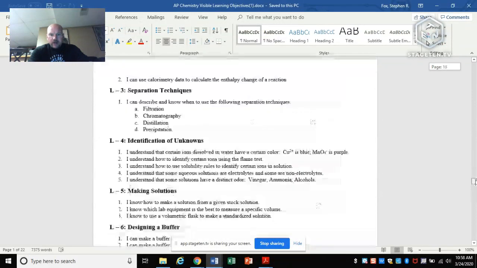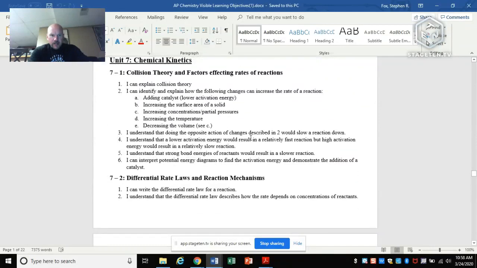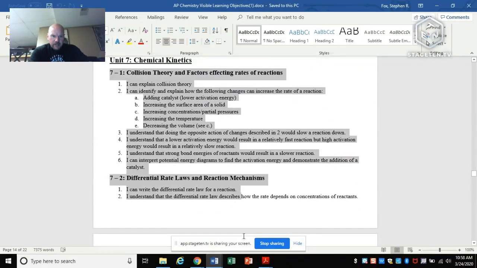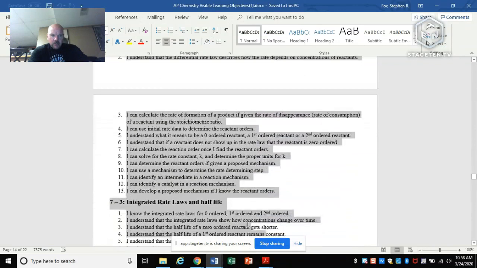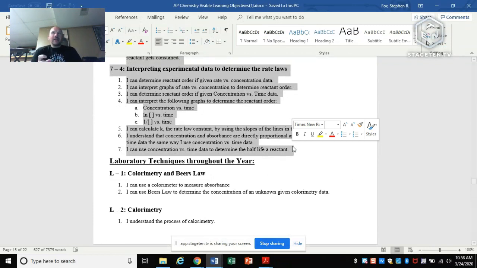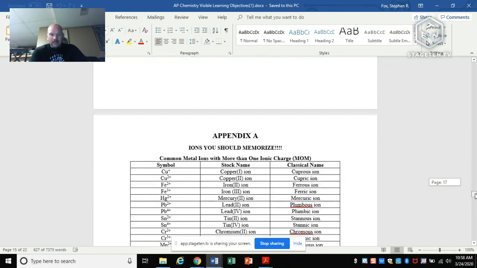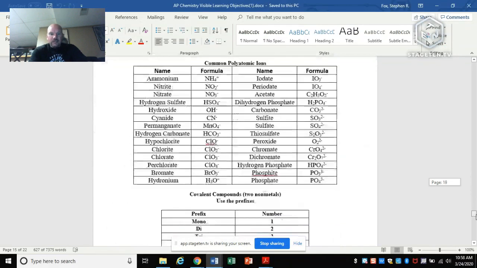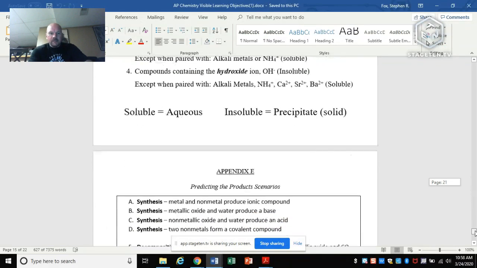If you want to look at our visible learning objectives, here's all the stuff you need to be able to do. Start Googling that stuff. I think it's chapter 13 in your book, but I don't have a textbook on me right now, it's upstairs. Just look up chemical kinetics in your book and start reading that chapter. The book has a lot of good stuff, and we'll go over it next time.